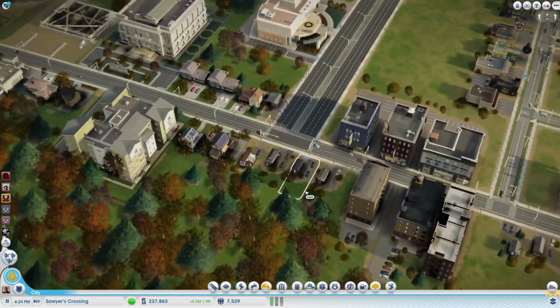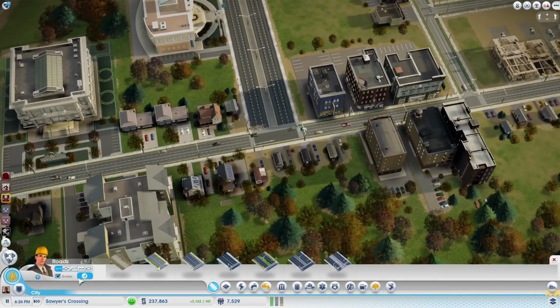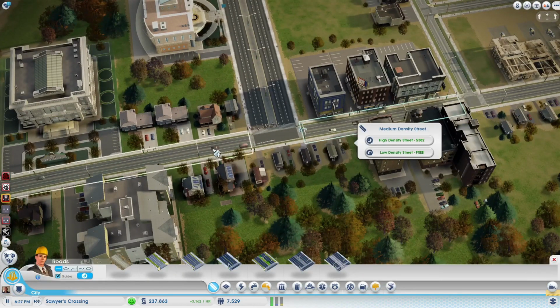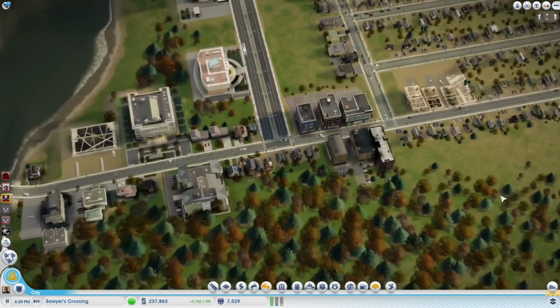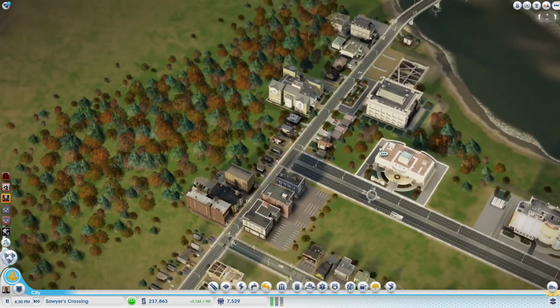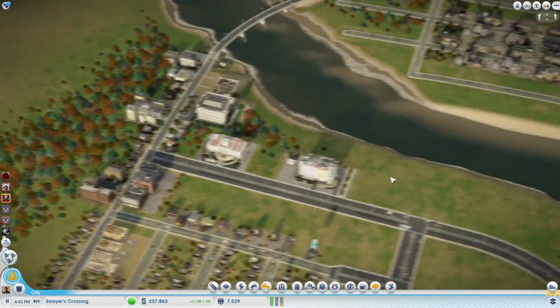The buildings over here, because the street is already set at medium density and we're meeting their needs, they're happy, they are transforming. Same thing with industry.